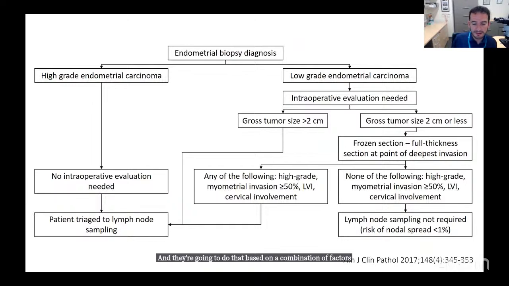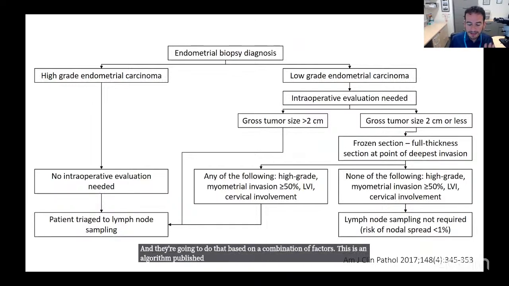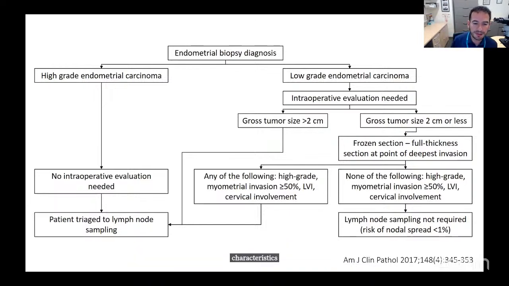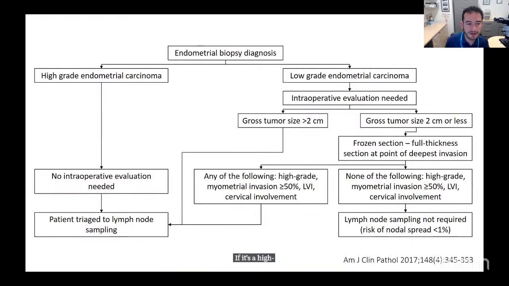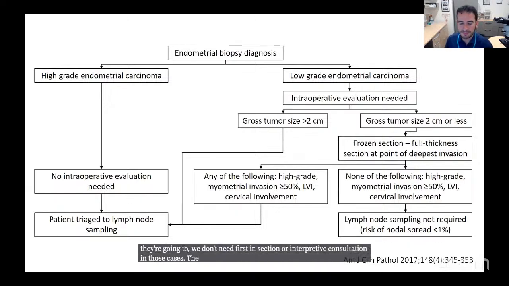This is an algorithm published in 2017 that I actually like to refer to because it shows you all the characteristics that the surgeon uses to make that determination. Some of them are known from the biopsy, like tumor type and the tumor grade, right? If it's a high-grade carcinoma, they know that from the biopsy, we don't need frozen section or intraoperative consultation in those cases. The patient can be triaged to lymph node dissection, right?